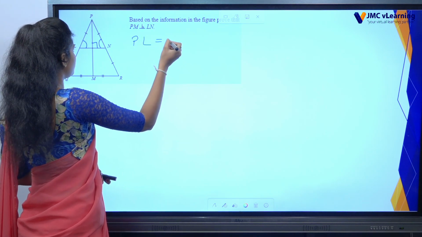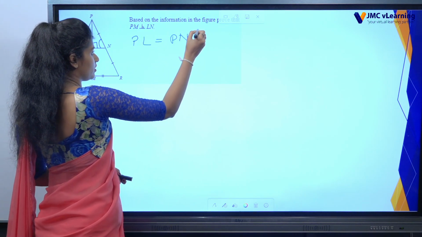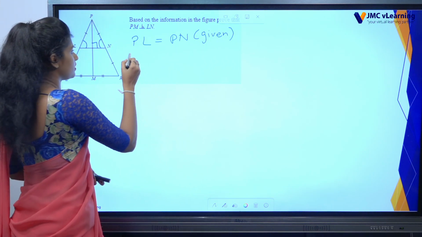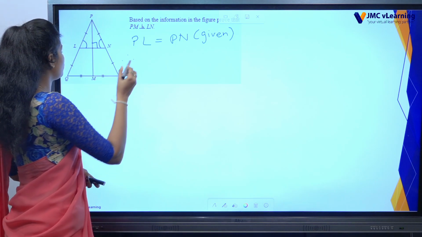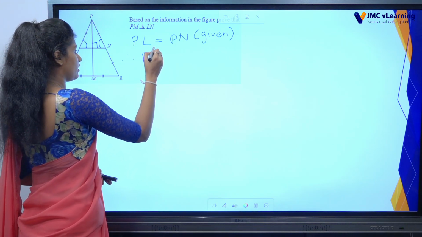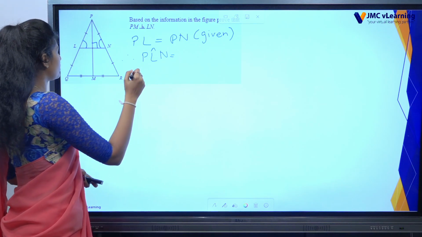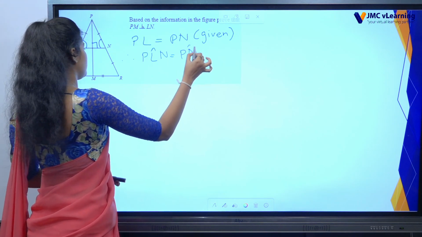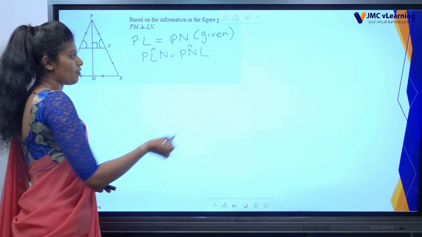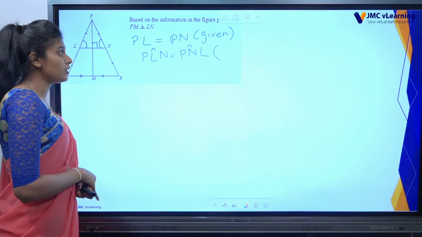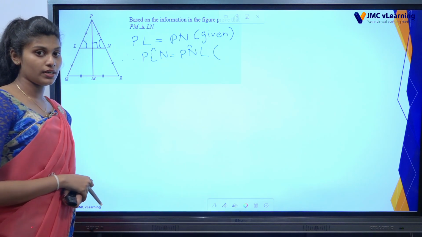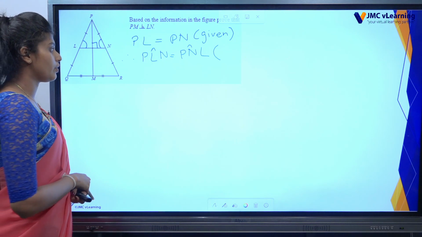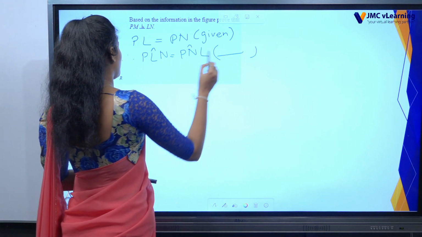PL equal to PN because it has been given. So, therefore, PLN angle is equal to PNL angle. What is the reason? When two sides are equal in the triangle, the opposite angles are equal to each other. You have to write that one here.